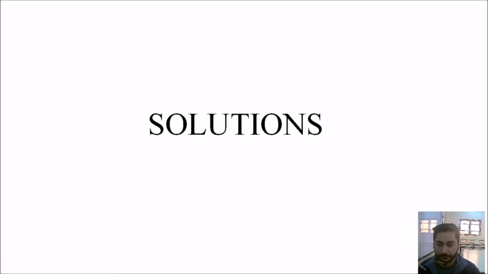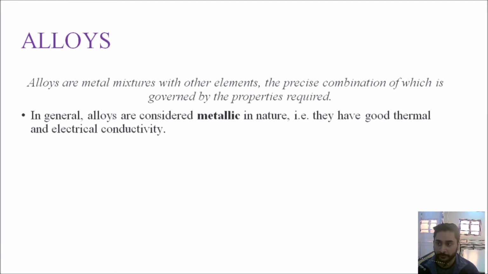In this lesson we are going to look at alloys. Let's start with the basic definition of alloys. What do you mean by alloy? Alloy is a mixture of a metal and any other element. For example, the most common alloy that we use in our daily life is steel.